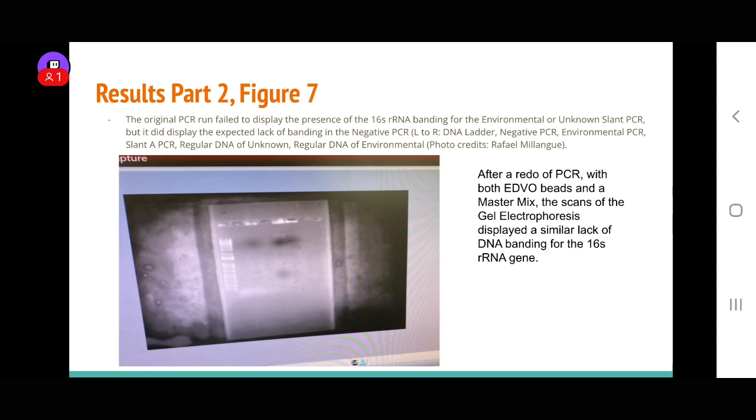After a redo of the PCR with both EDVO beads and a master mix, the scans of the gel electrophoresis had a similar failed result, as in the picture right there, and these displayed a similar lack of the 16S rRNA gene being successfully amplified.